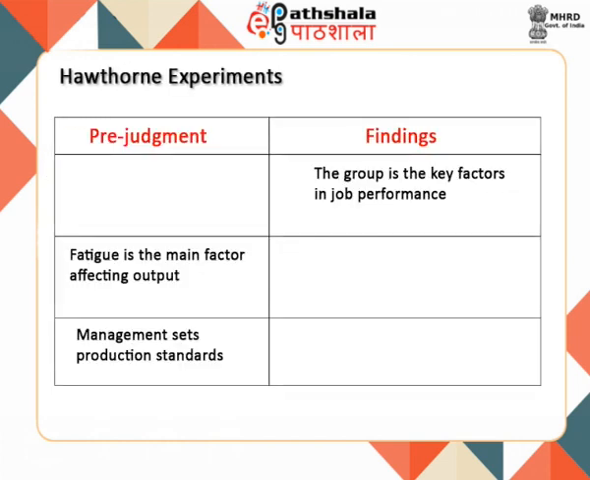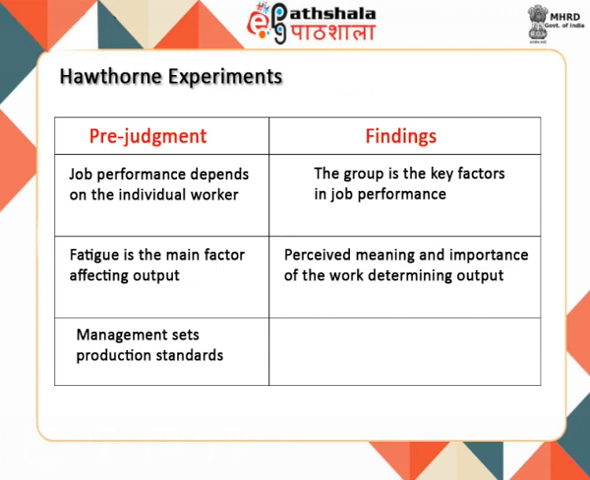Hawthorne experiments can be summarized as follows: the group is the key factor in job performance. Perceived meaning and importance of the work is the factor determining output, and workplace culture sets its own production standards.